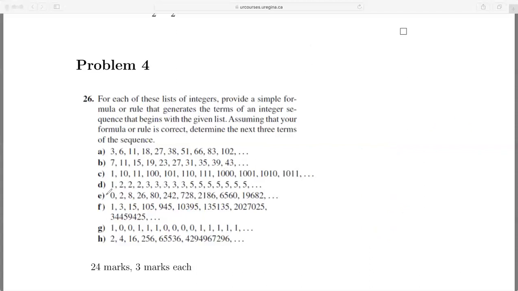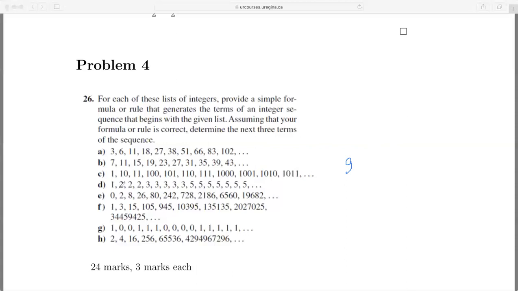Then the next one, D. Here, note that the integers are repeated. The first one is repeated thrice. Then the next one is repeated 5 times. Then the next one is repeated 7 times. So we are expecting the next one will be repeated 9 times. So what will be the value of the next one?